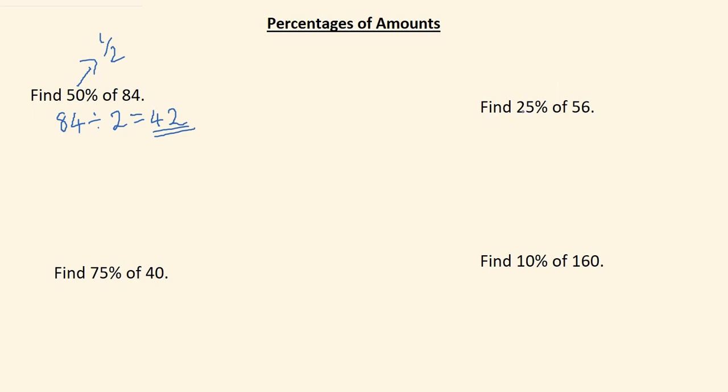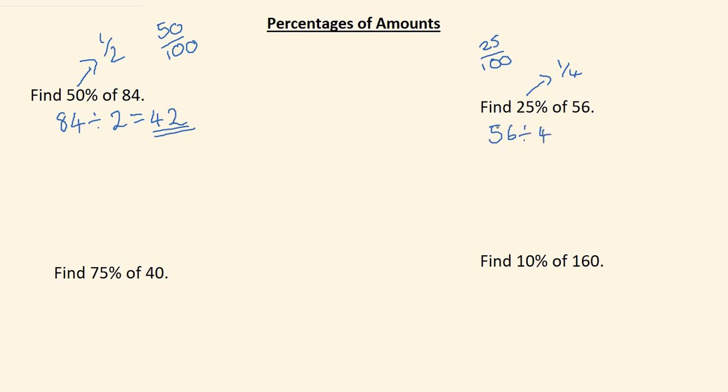So the next one is finding 25% of 56. Now 25% of something means that we're going to be finding a quarter. Okay, so 50%, because percent means out of 100, so 50 out of 100 is the same as a half, if you think about it like that. 25% or 25 out of 100 is the same as a quarter. Okay, so if we want to find 25% of a number, then we've got to find a quarter of it, which means we have to divide by 4. So we're going to do 56 divided by 4.